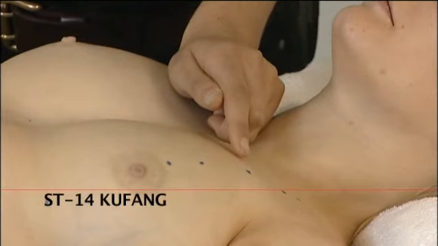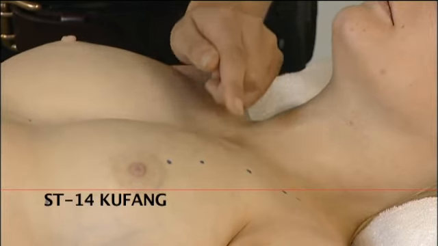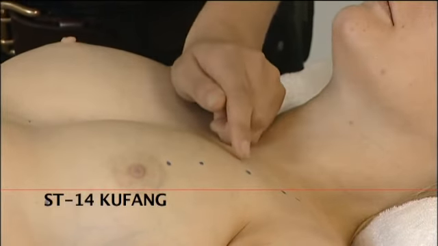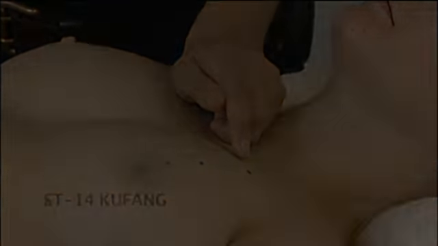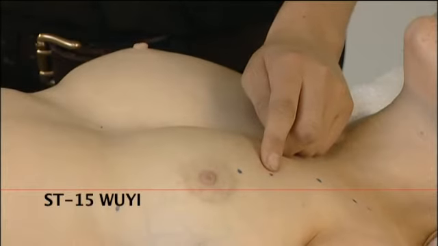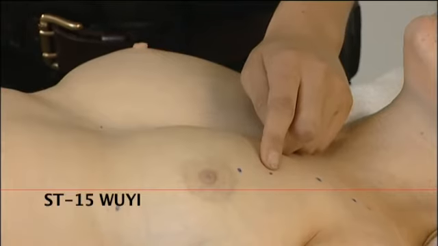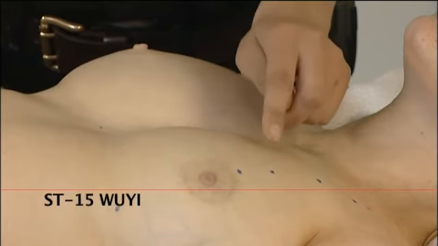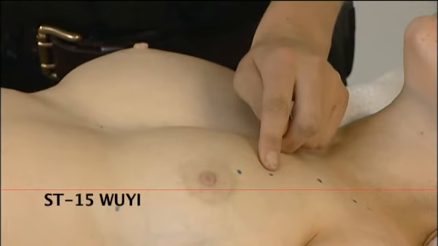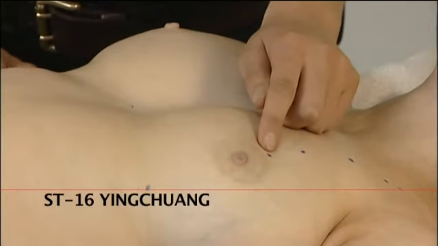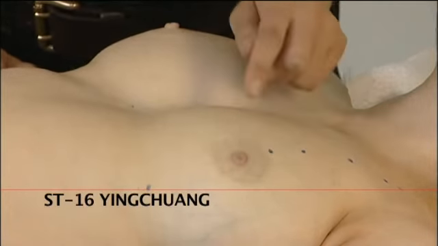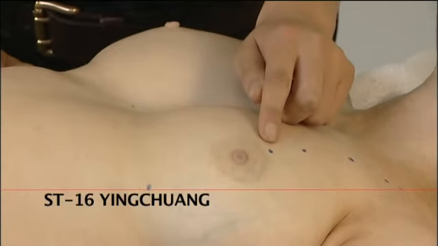Stomach 14 is in the first intercostal space, 4 cun lateral from the midline. Stomach 15 is in the second intercostal space, 4 cun lateral from the midline. Stomach 16 is in the third intercostal space, 4 cun lateral from the midline.